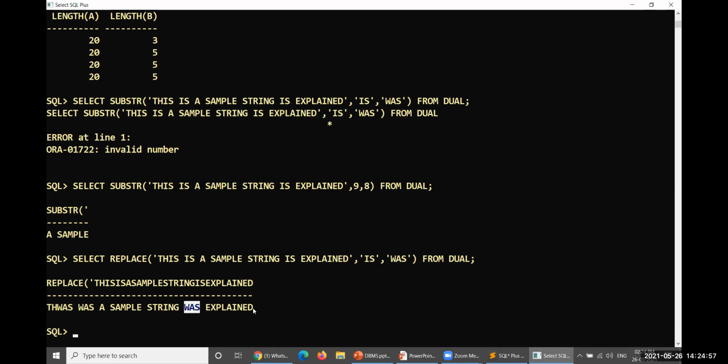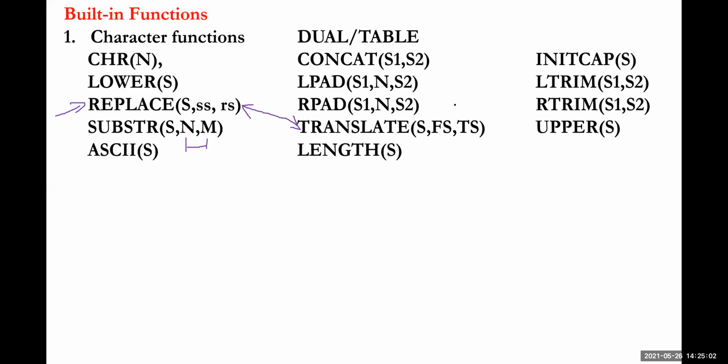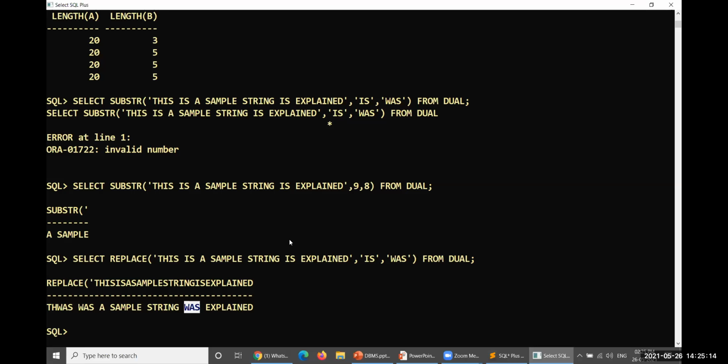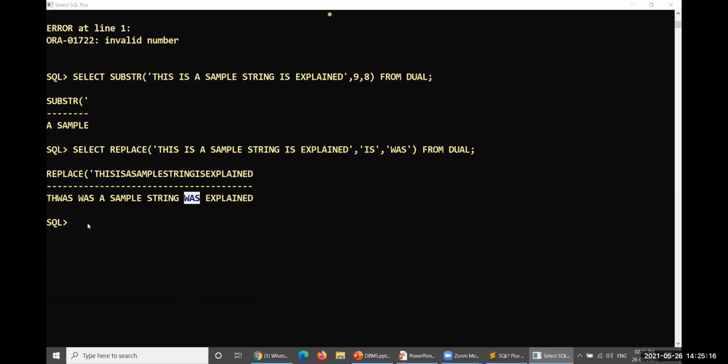Whereas in terms of translate, whatever character you are supposed to translate, you have to identify to which character you are trying to translate. Let us see the difference between these two, then you could understand very easily. Let me take the same string. I don't want to disturb anything.